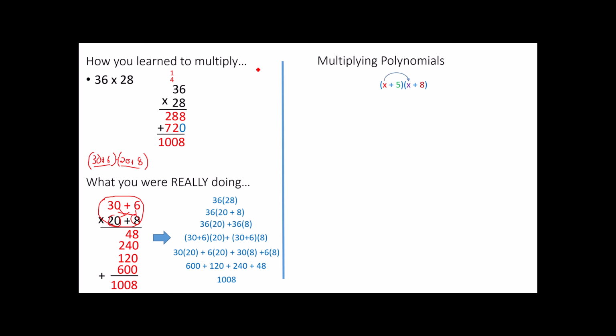I take the x times the x, plus I take the x times the 8. Notice the x got multiplied by both the terms in the second parentheses. Plus, I'm now going to take this 5 and multiply it by everything in the parentheses. That's the 5 times the x plus the 5 times the 8. It's essentially the same thing you just did right here.